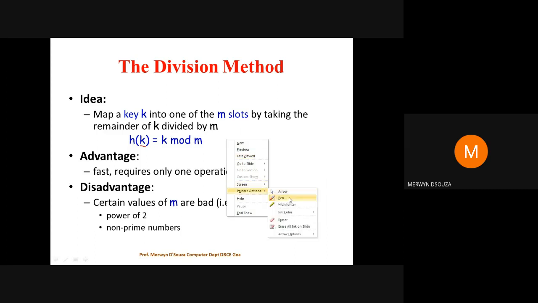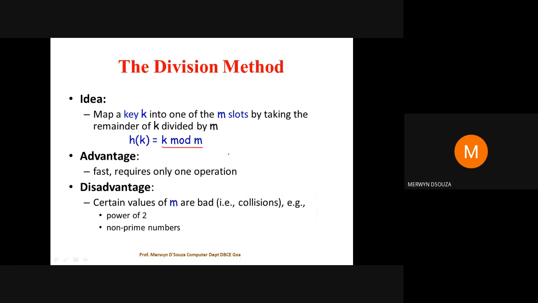The advantage of such a method is it is fast and requires only one operation. You just need to compute this modulus. The disadvantage is certain values of m are bad, so it will result in collisions. Suppose you use a power of 2, or non-prime numbers for m, then it could result in more collisions. You can test it out.